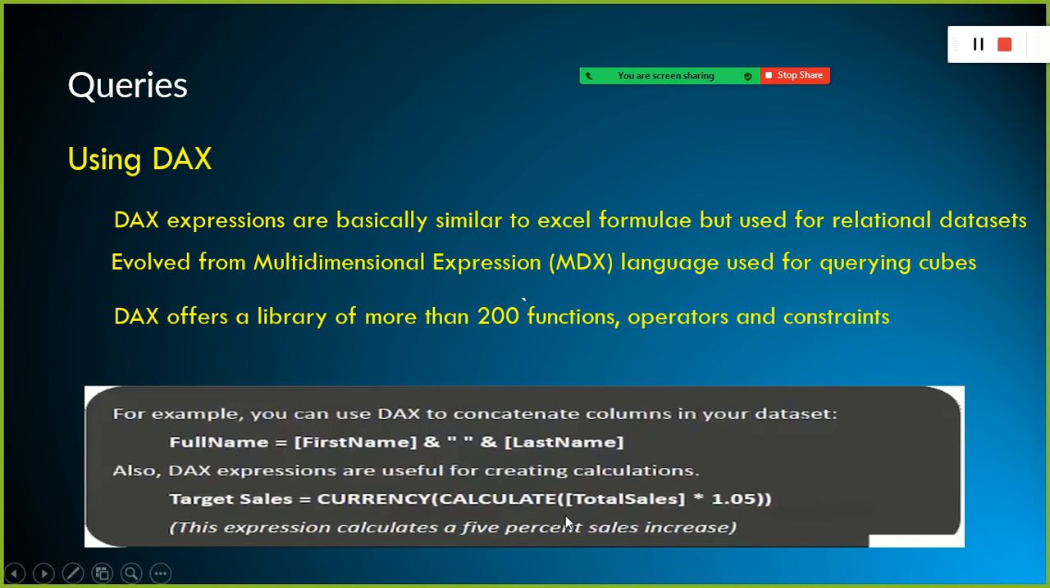And for example, if you want to perform some kind of calculation, total sales into 1.05, and convert it into currency, it will calculate it and then convert it into currency. So it calculates a 5% sales increase, and this is what it will show you. So you can use DAX to calculate some values based on a formula, like how we do it in Excel. DAX offers a library of more than 200 functions, operators and constants.